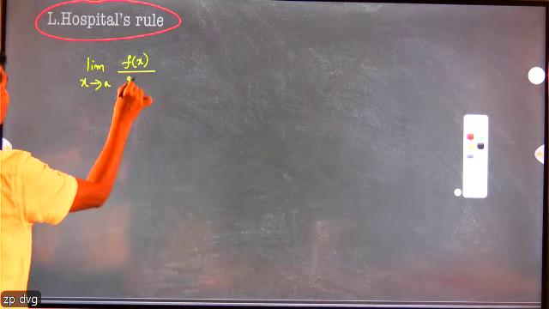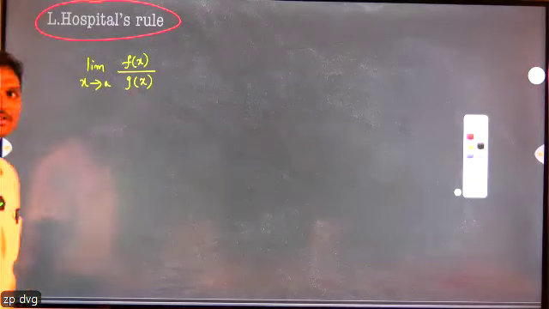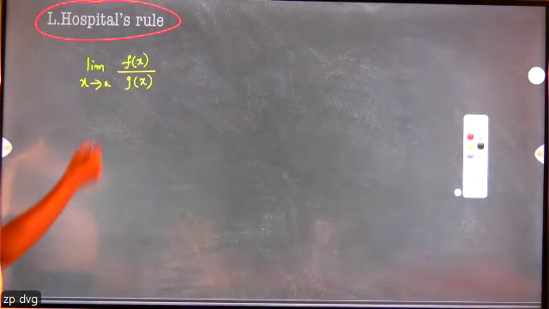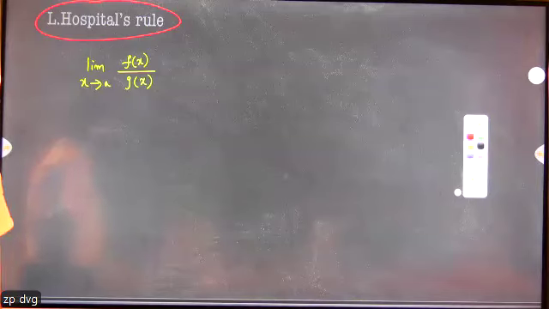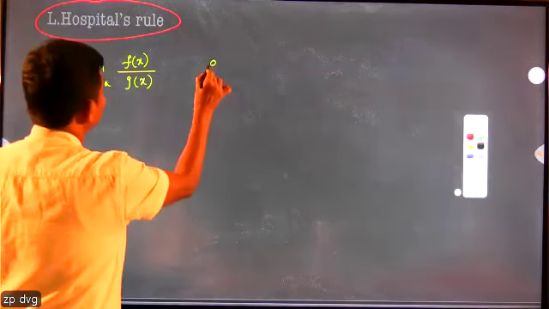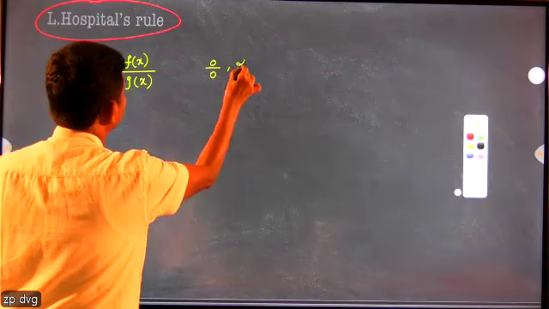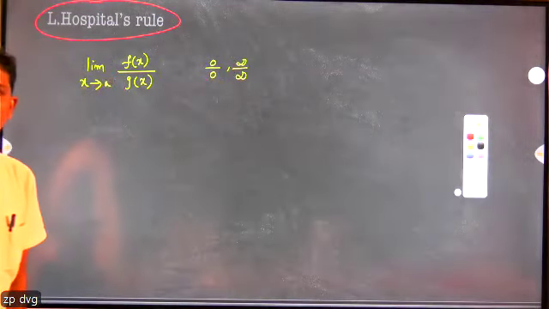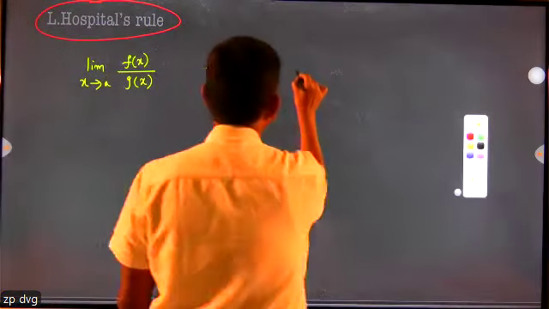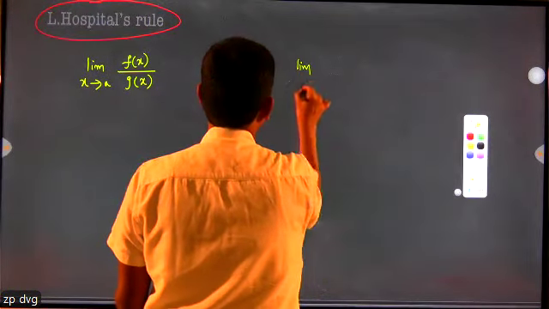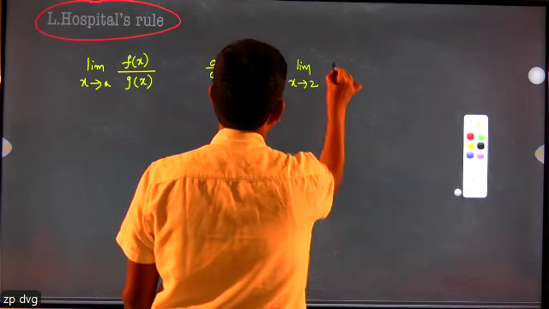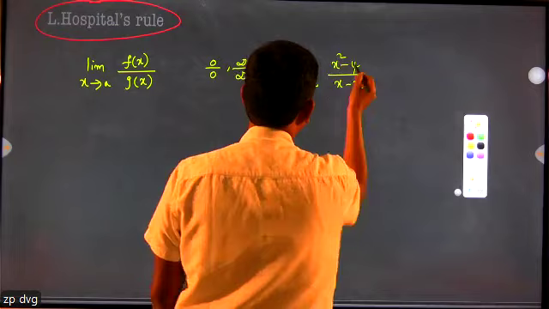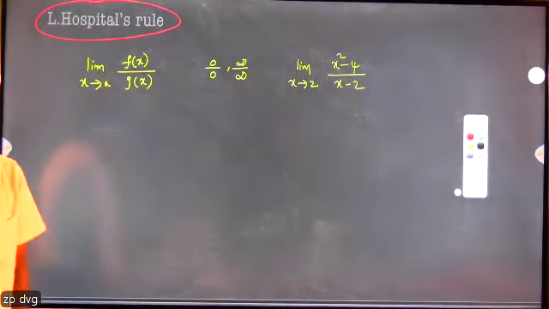While solving the problem, you see something like this, limit x tends to a, f of x divided by g of x. When you try to do this by direct method, if it gives indeterminate form like 0 by 0, infinity by infinity, then we can use L'Hospital rule. Just now in factor method, we did this problem, limit x approaches 2, x square minus 4 divided by x minus 2. We solved this problem by factor method, we got answer 2, right?